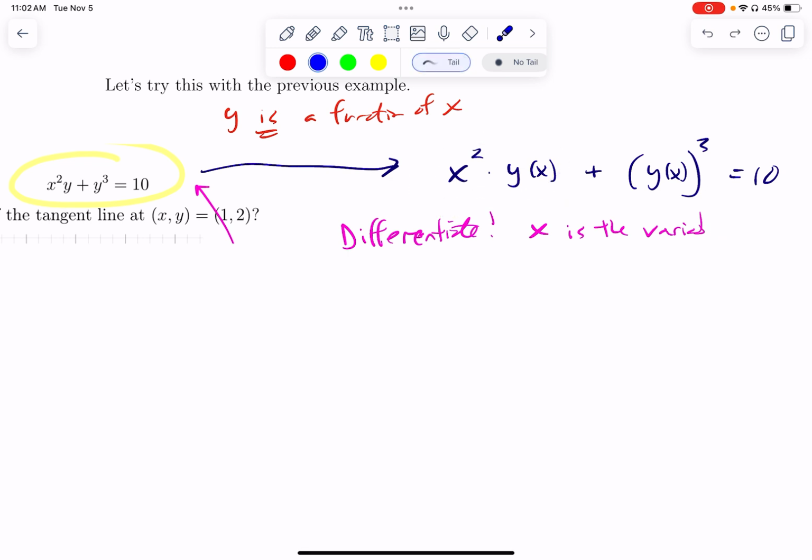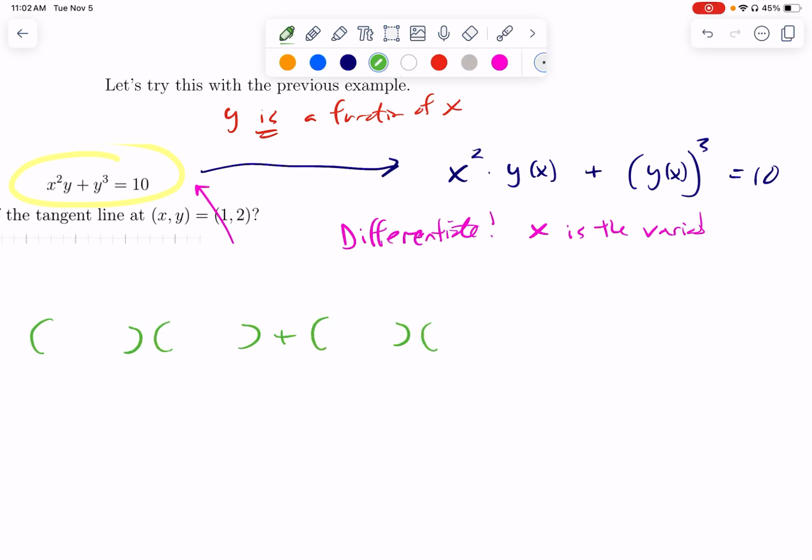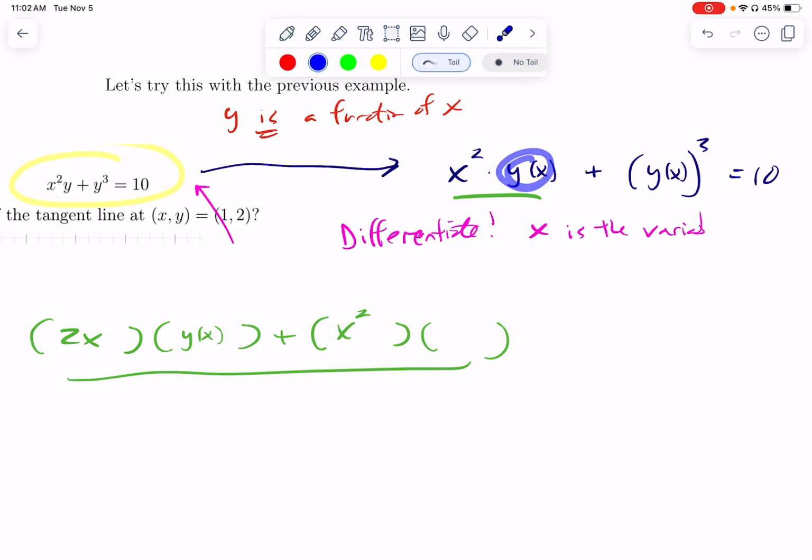is product rule. So for my first part, let me just create my product rule scaffolding. I have derivative of the first times the second plus the first times the derivative of the second. Here is y as a function of x. Its derivative would be called dy dx. Again, you can use the primes, but I really recommend against it. People get confused.